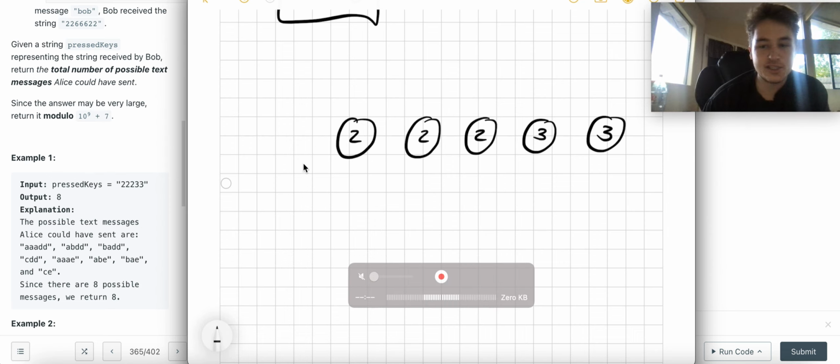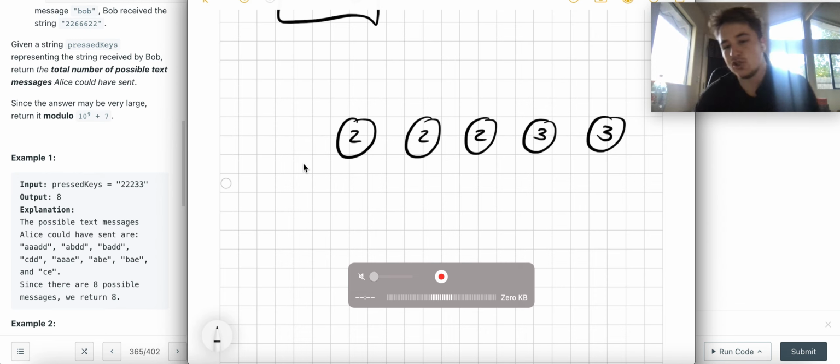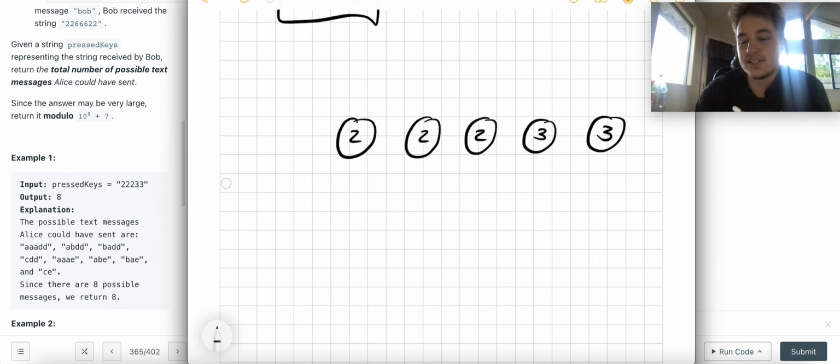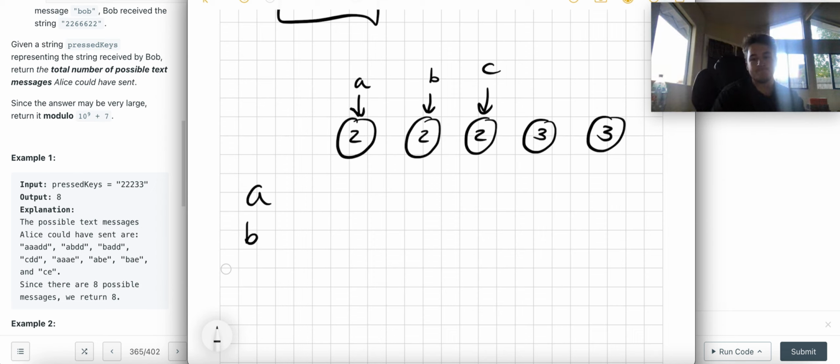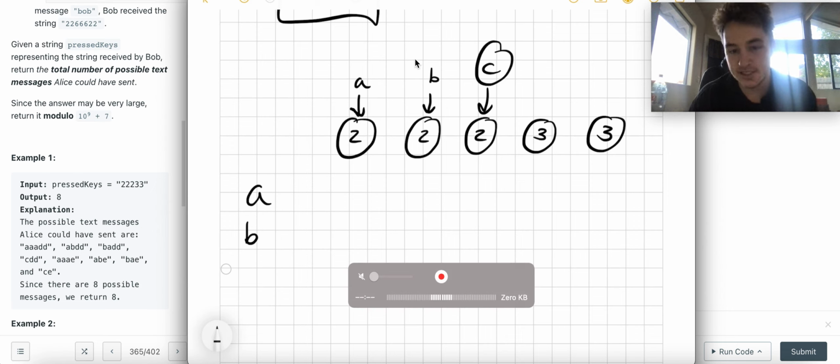Now, when I see a series of 2s, what is the possible thing it could be? Well, if the first letter I type is A, that would mean that I'm at this node here. If the first letter I write is B, I'm at this node here. And if the first letter I write is C, I'm at this node here. Meaning that I typed three 2s in succession to get to C, or two 2s in succession to get B, or one 2 to get A.